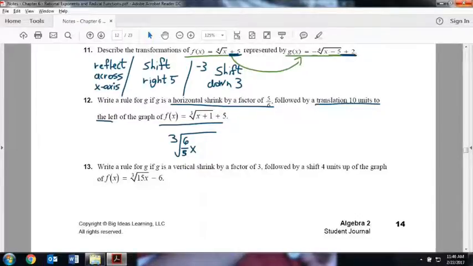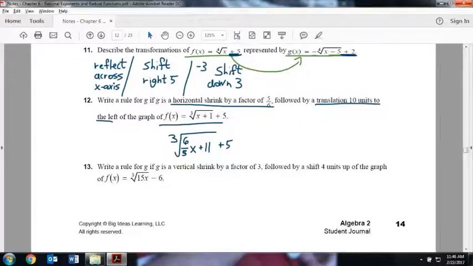All right, and then we're going 10 units to the left, which you would think would subtract. But left is an x value, so it's really adding. So we get a plus 10 on the inside. And that plus 5 on the outside stays the same. Alright? This does not become a negative because we're going left. To show that on the inside, we got to show it the other way. All right, and the effect is going 10 units to the left. All right, try number 13. Pause the video and try number 13.